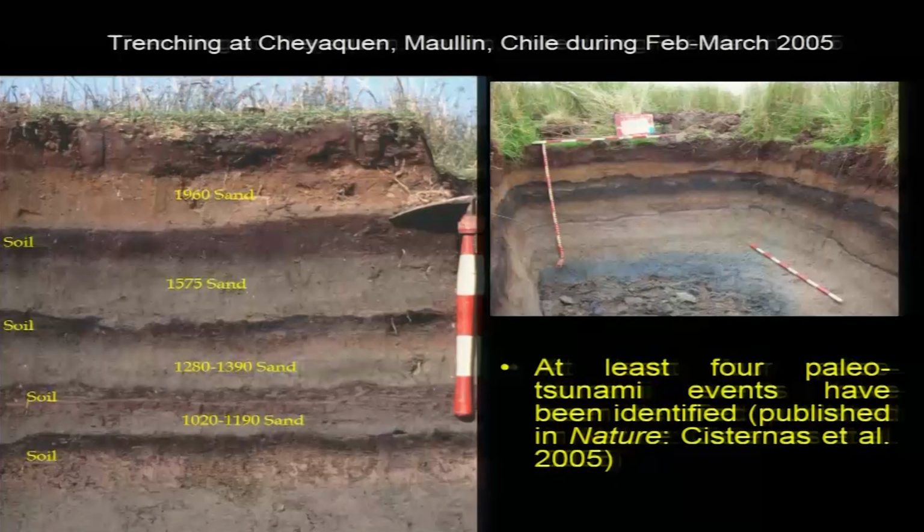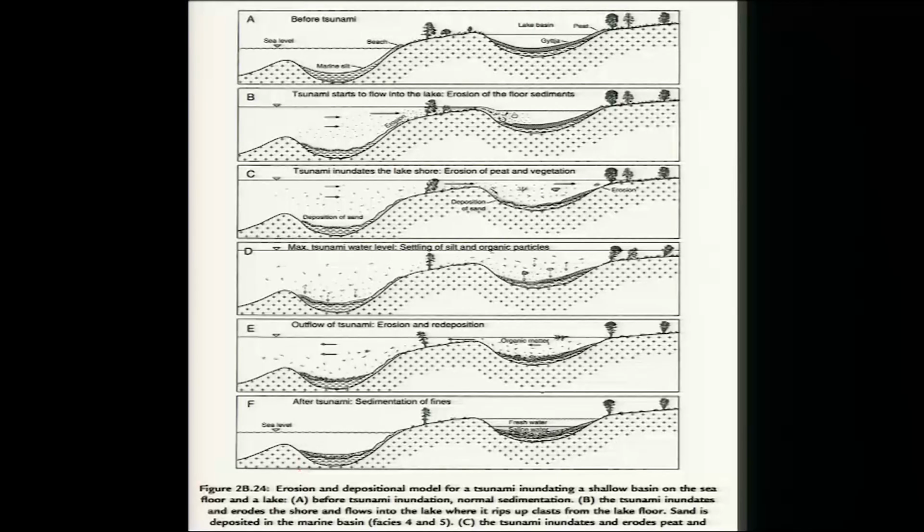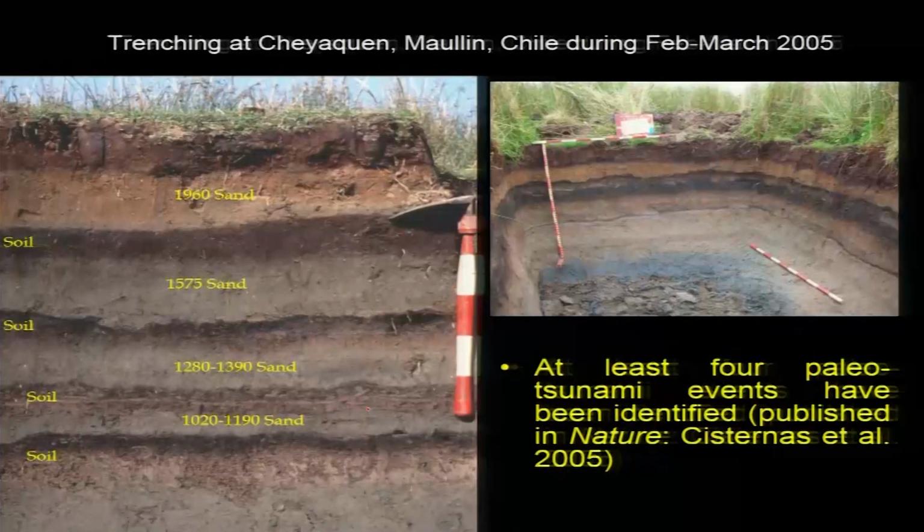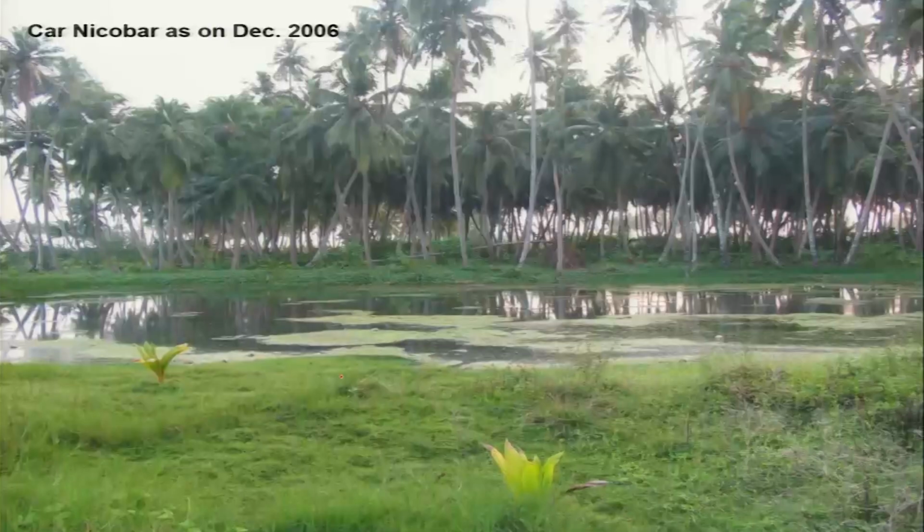So this was the sequence which I have shown in the previous slide: slowly after every event there will be deposition, or the formation of soil or peat, and then you have another tsunami. If at all it comes, then it gets preserved, and it will create a sort of sequence which has been seen here. So you have sand-soil couplets in the region.